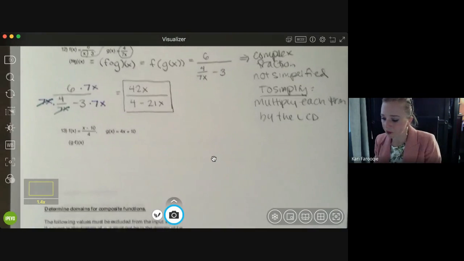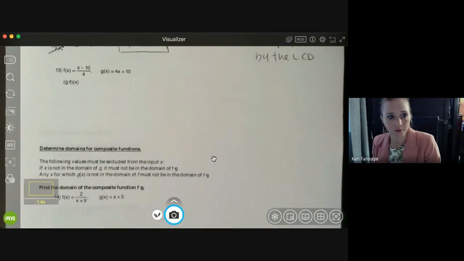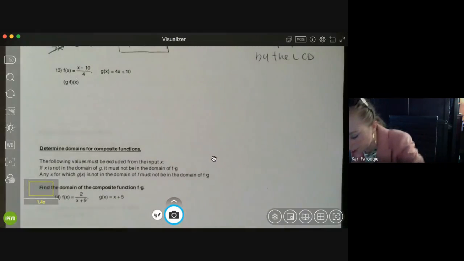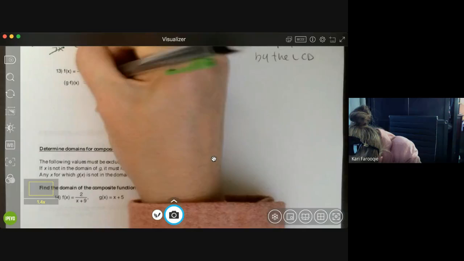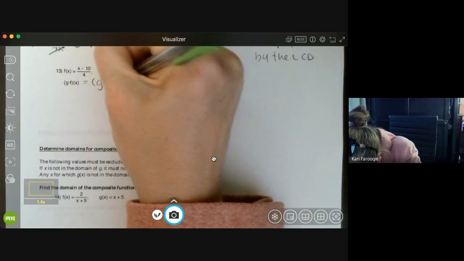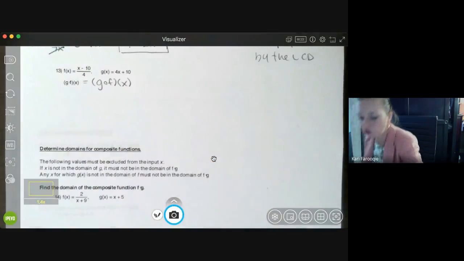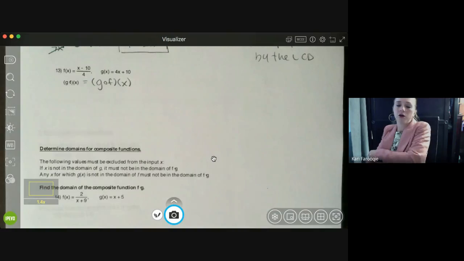Number 13, we're going to perform this composition, which again, the font got all screwy. We're being asked to find g of f of x. So you're not always going to see it in the same order, and sometimes you'll see functions with different names. They're not always going to be f and g.